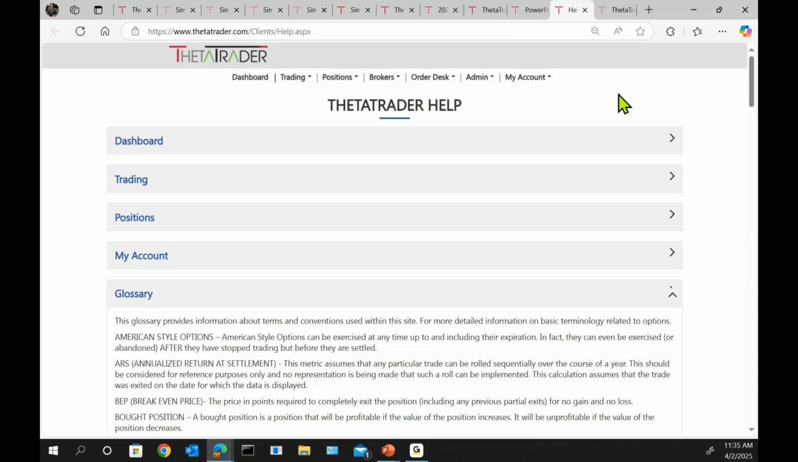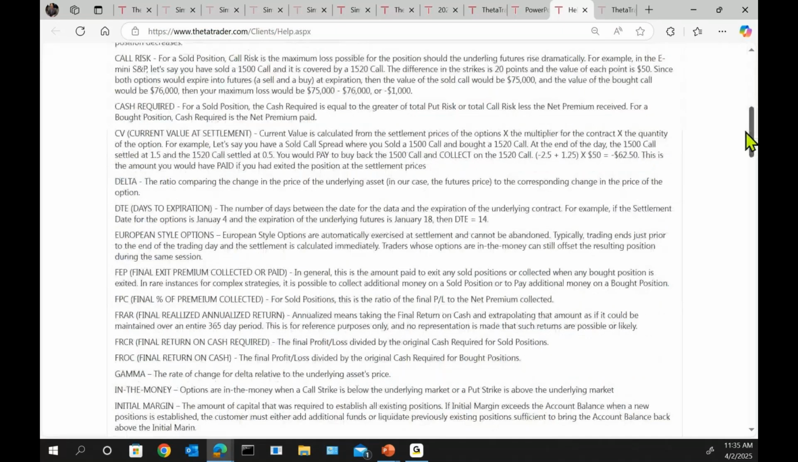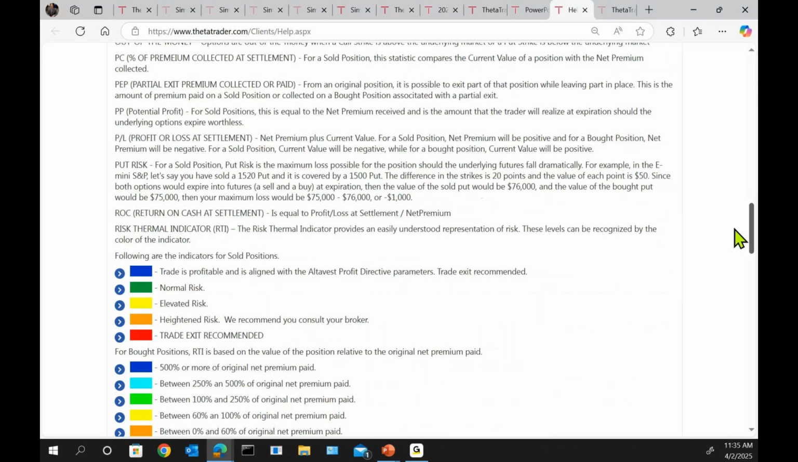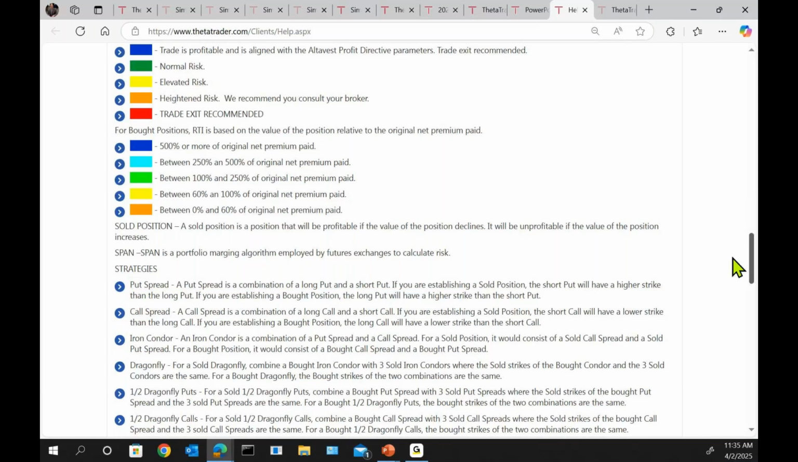It's also, again, under My Account, under help. And there's a glossary. So this is helpful if you want to look at the color coding for the RTI. I mentioned it. So it's all explained here. And then all the definitions for the strategies are explained here.